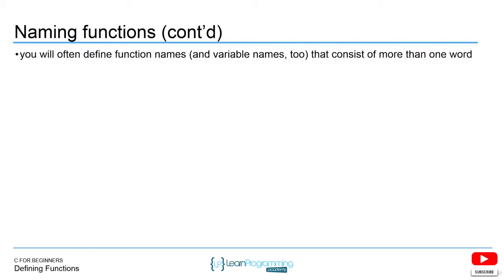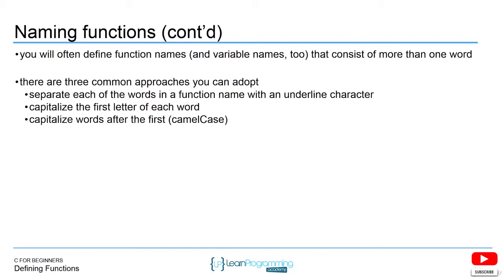You will often define function names, and variable names too, that consist of more than one word. So now I want to talk a little bit about coding style. You've probably noticed when I've written my code that I use camel case. There are three different ways you can write the names of your variables and functions. You can separate each of the words in a function name with an underscore character. It's one approach. You can capitalize the first letter of each word, or you can capitalize words after the first word. And you still have to string them together. Remember, you can't have spaces in between.